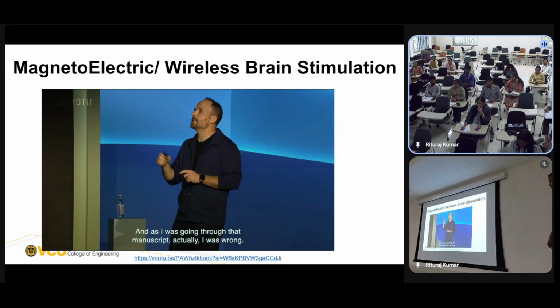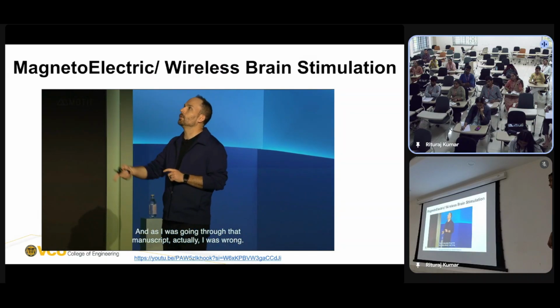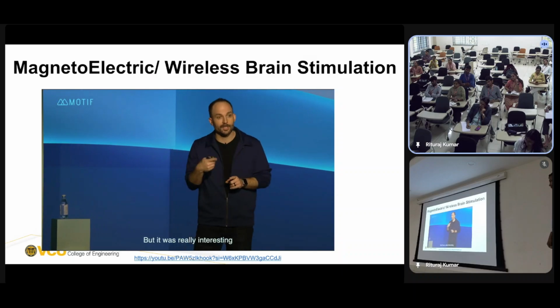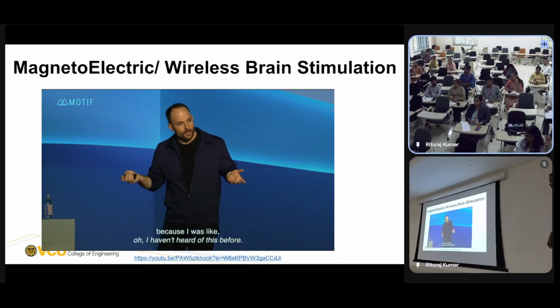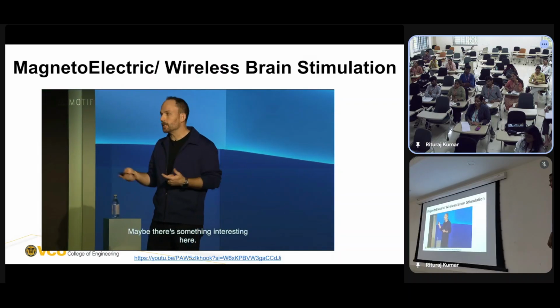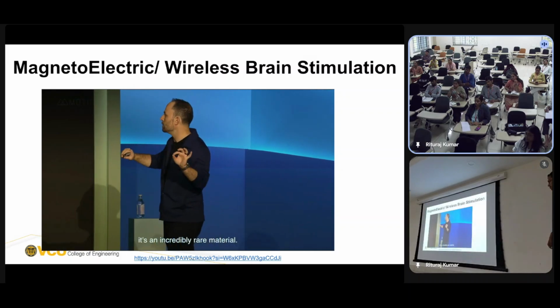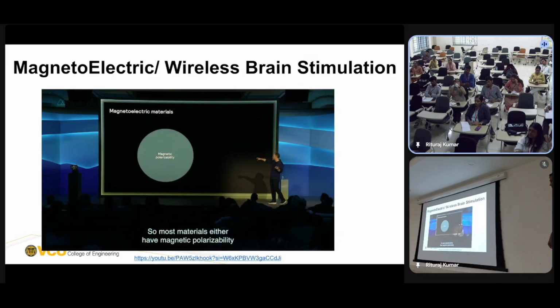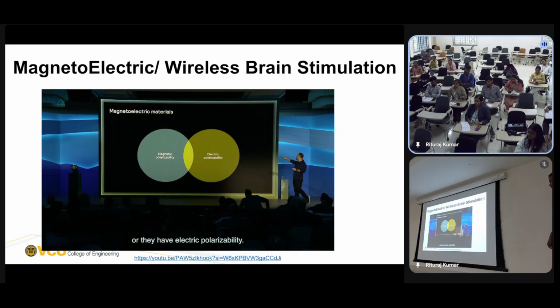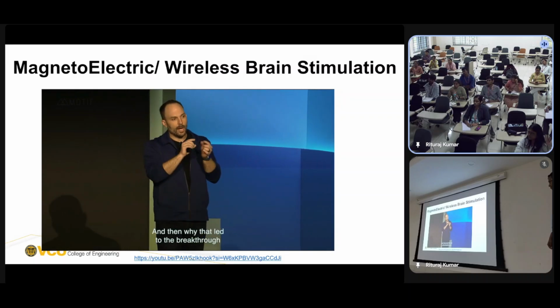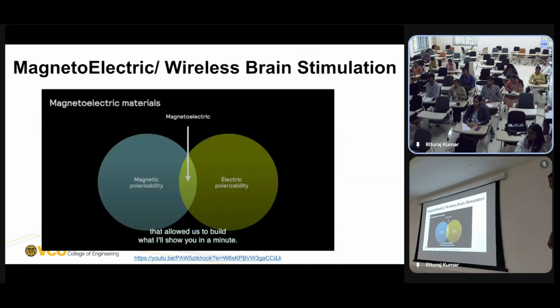And as I was going through that manuscript, actually, I was wrong. This is like a real material. But it was really interesting because I was like, oh, I haven't heard of this before. Maybe there's something interesting here. What was the reason why I hadn't heard of it was that it's an incredibly rare material. So most materials either have magnetic polarizability or they have electric polarizability, usually not both. And in fact, there's almost no natural materials that have both of those properties. But the ones that do are called magnetoelectrics. And I want to show you how that works and then why that led to the breakthrough that allowed us to build it. I'll show you in a minute.